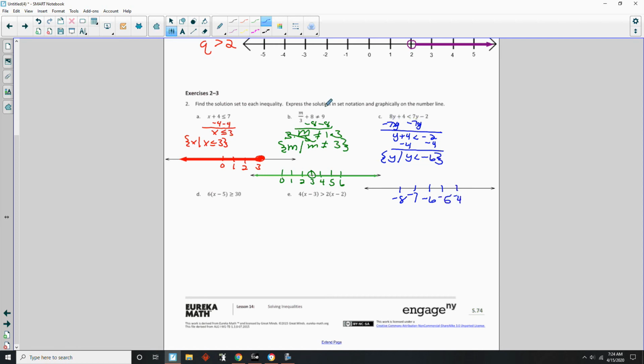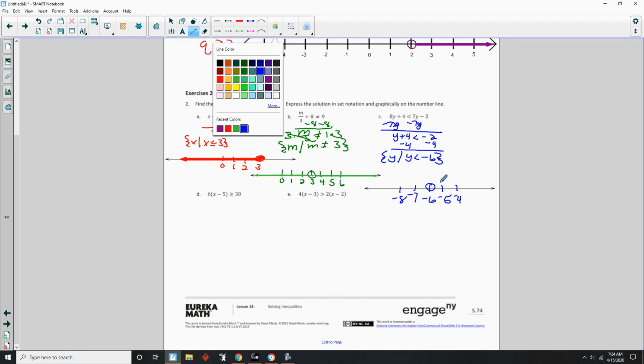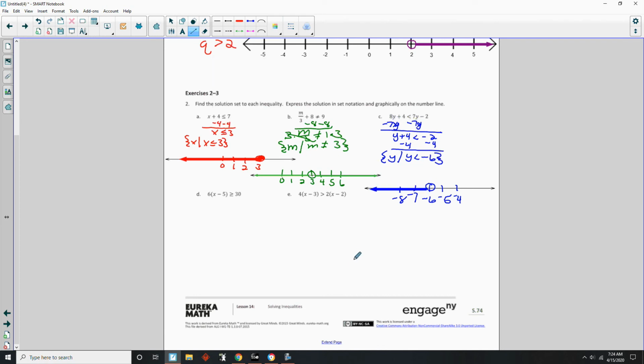Okay, there is no equal sign, so I put an open circle on my solution, and then I go up and I choose my number line. Let's make that thicker this time, and blue, and y is less than is this way. So my solution is all values less than 6, but not including 6.